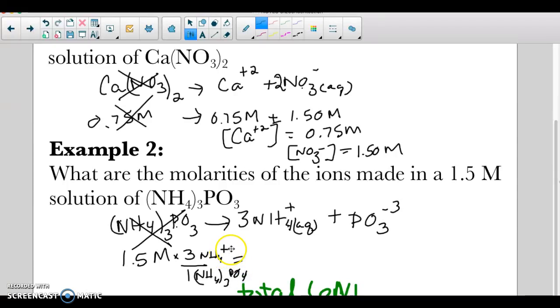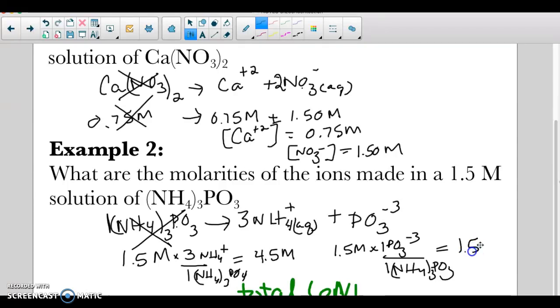So 3 times, you would just multiply 1.5 times 3 is 4.5. So there'd be 4.5 molarity of ammonium. And then you could again, mathematically, you had 1.5 of the whole compound. And then we have 1 phosphite for every 1, because there's a 1 in front of the ammonium phosphite. So the molarity of the phosphite is 1.5. You don't have to show the work, but if you're struggling at all.